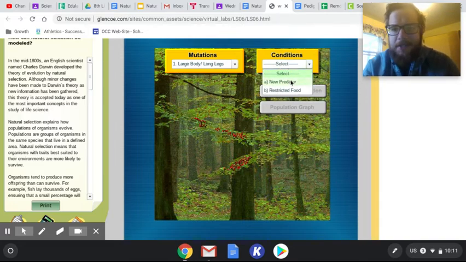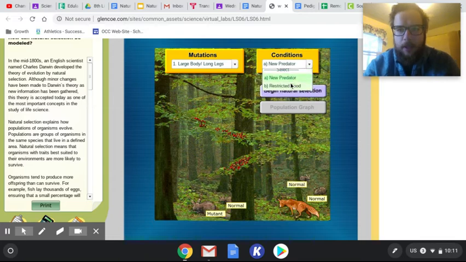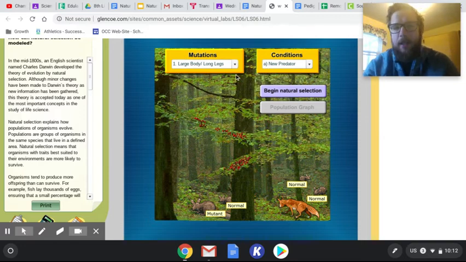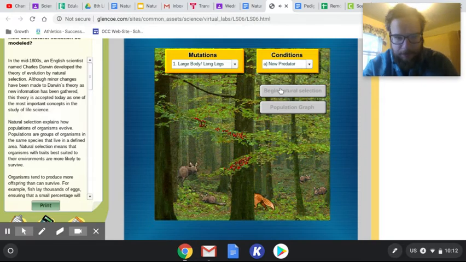And then conditions, like I said, I would just go in order, but you can do new predator or restricted food. So we'll do large body, long legs, and then new predator. So we've got our rabbits, but then there's the mutant rabbit here who's got the large body, long legs. We're going to hit begin natural selection, and it's going to make some obnoxious noises and talk to you. So stay tuned for that.